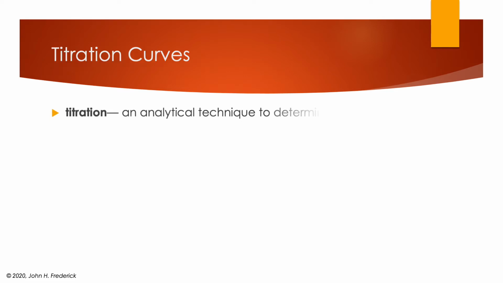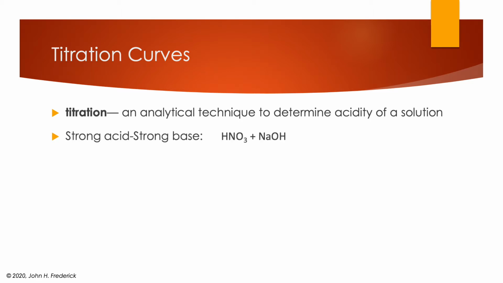Titration is an analytical technique, and it's used to determine the concentration of acid in a given unknown solution. So the way it works is this. We, for example, might take a strong acid and a strong base. So I'll take nitric acid and sodium hydroxide. And let's say the nitric acid, we don't know what the concentration of that is. So what we do is we're going to add a little bit of sodium hydroxide at a time and measure the pH as a function of how much of the base that we've added.